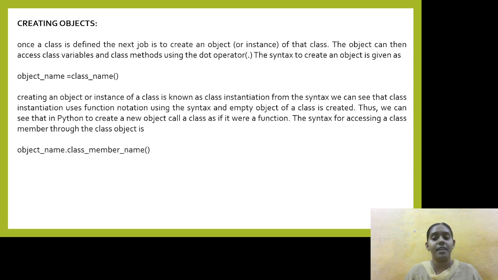From the syntax, we can see that class instantiation uses function notation. Using this syntax, an empty object of a class is created. Thus, we can see that in Python, to create a new object we call a class as if it were a function. The syntax for accessing a class member through the class object is: object name dot class member name.